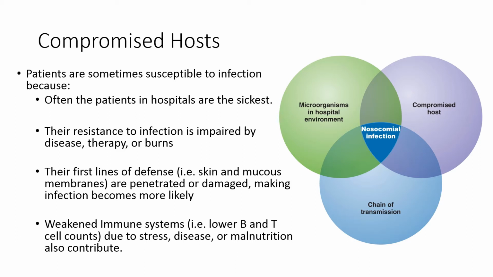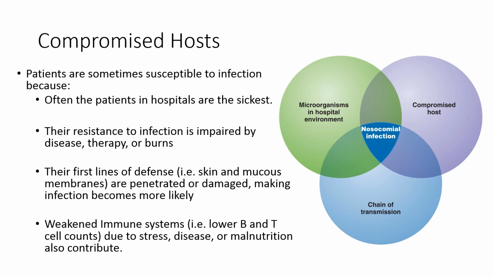Sometimes people in hospitals have extensive burns over their body. Again, this is damage to the first line of defense, which makes them more susceptible to infections. Some people in the hospital will also be compromised because they have weakened immune systems. It could be because of stress, it could be because of disease, or maybe it's malnutrition. Someone has been sick, so they haven't been eating the way they need to.